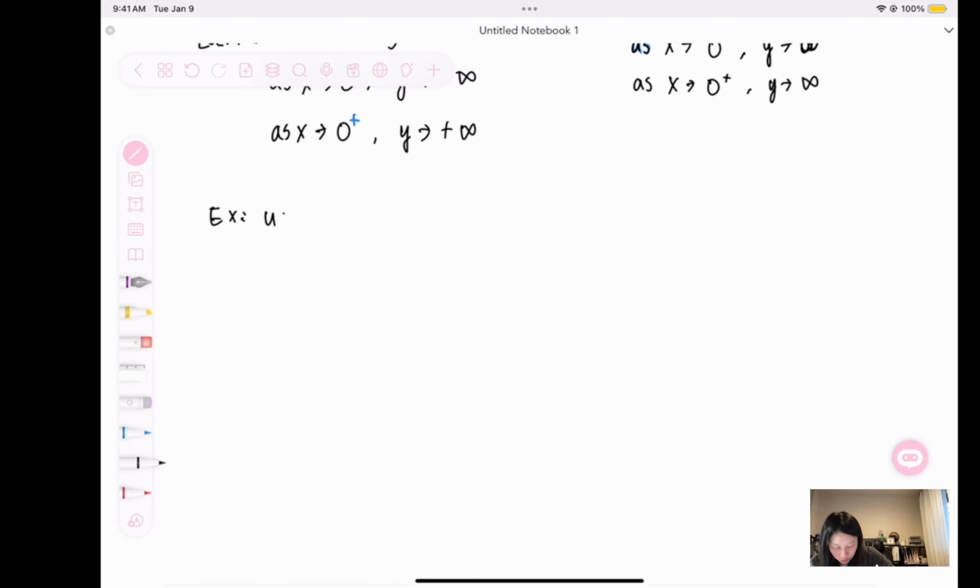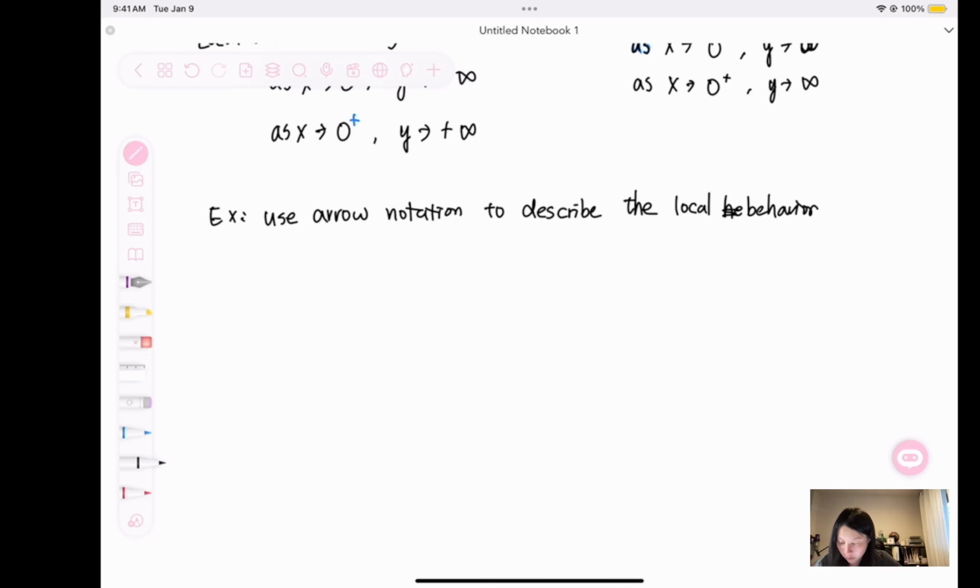I want you to use this arrow notation to describe the local behavior and the end behavior. I'm going to use LB for local behavior and EB for end behavior. Okay, so here is the graph.